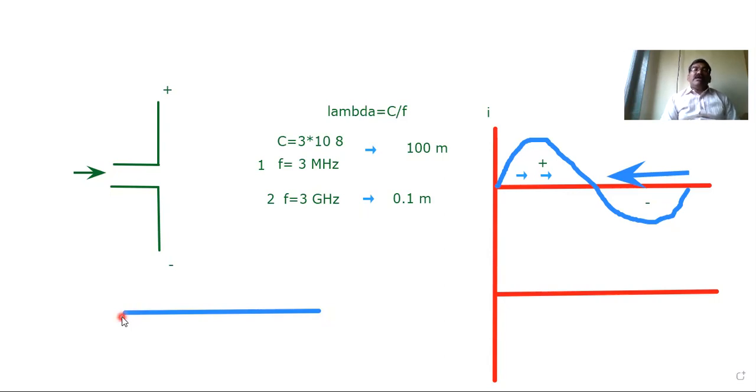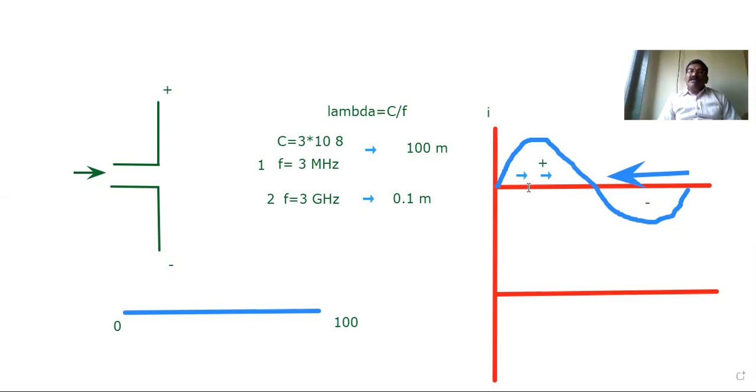Now what does this lambda depend on? We have an example here. What is the length? 100 meter. Here this is the 0th meter, and suppose this conductor is a 100 meter conductor. So in this 100-meter conductor, the complete wavelength means the complete waveform is 100 meter.